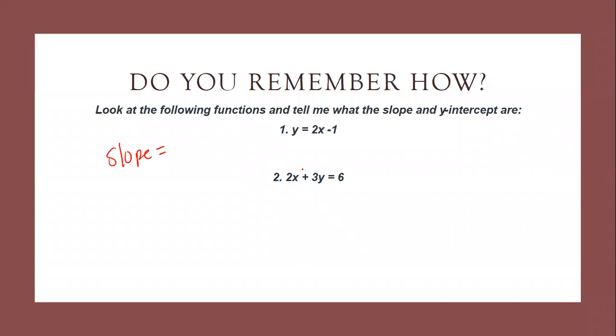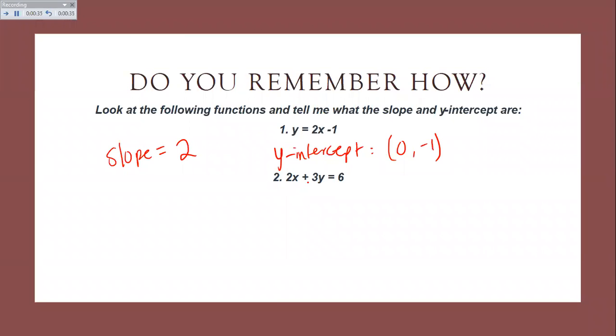Okay, so the slope, remember, it's not the x, it's just the number with x. So your slope equals 2, right? Which means that you're going to rise 2 and run 1. Do you see that? Okay. And then your y-intercept. Your y-intercept is what? -1. So your y-intercept is -1. Okay. So that's because it's in slope-intercept form, right?